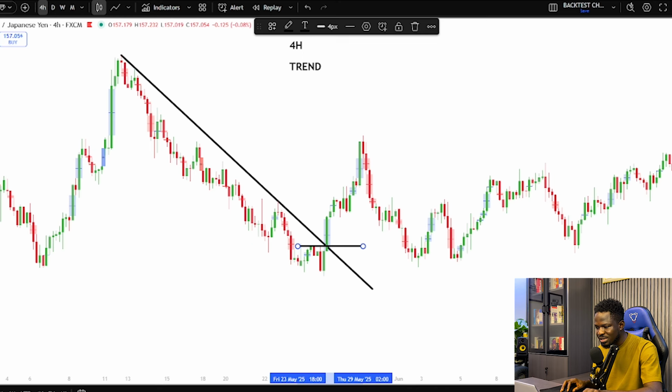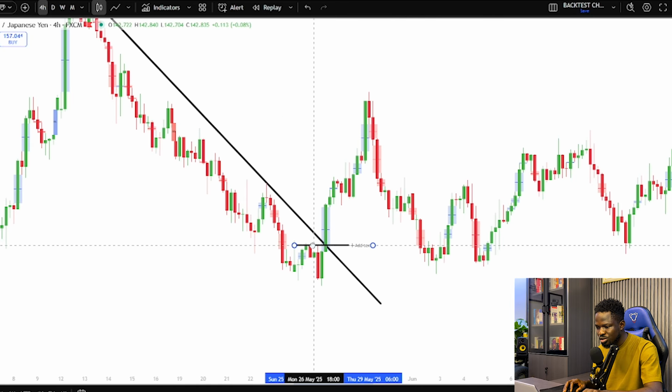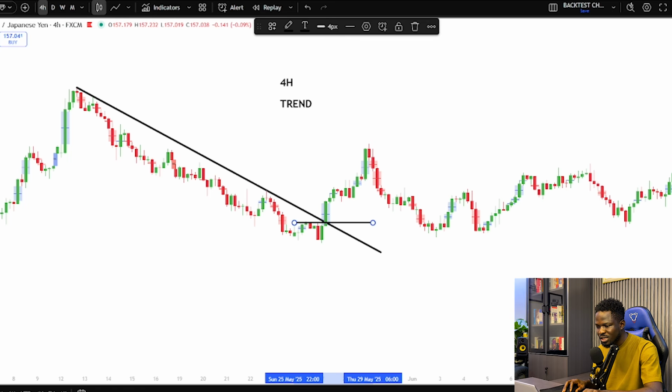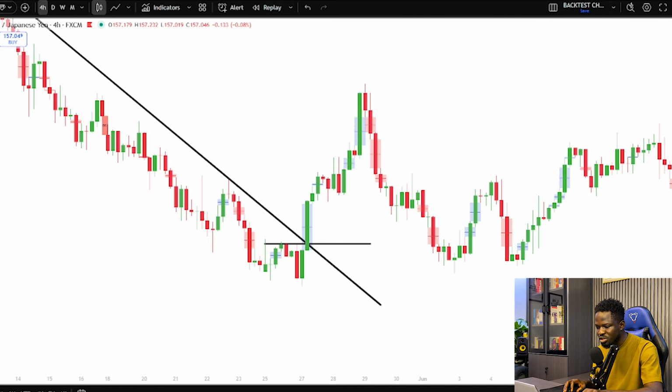This was the last lower high during this bearish market condition. This was the last lower high. Then the buyers invalidated it and invalidated the long-term downtrend line to the upper side. Then what happened? The buyers took charge of the market and they pulled the price action to the upper side, right?